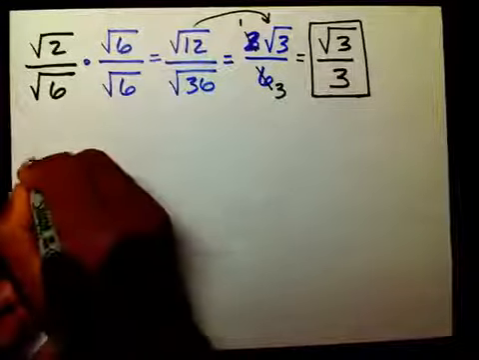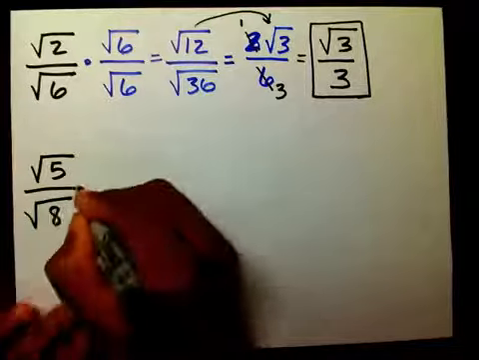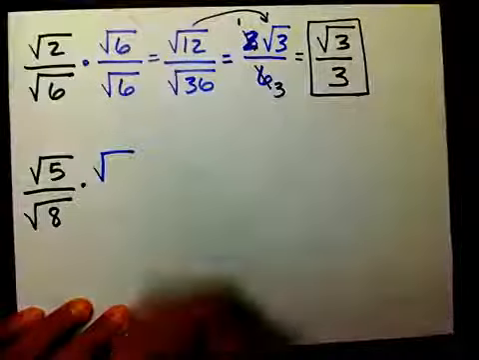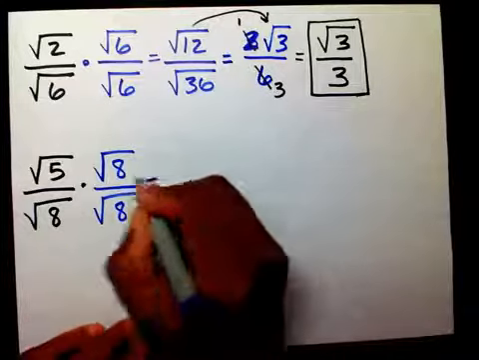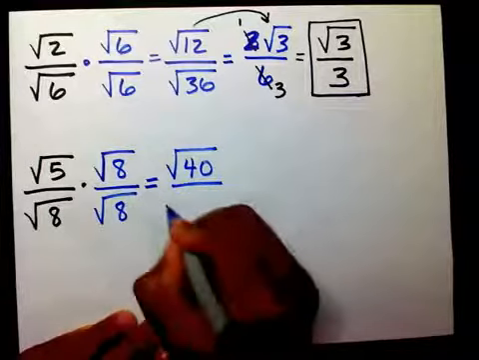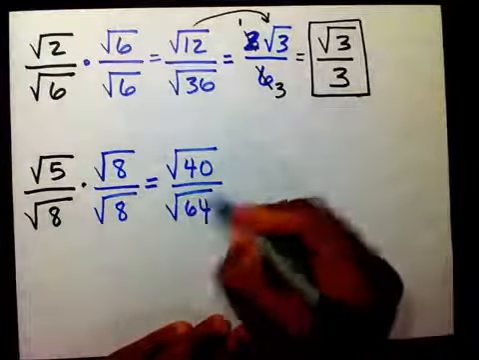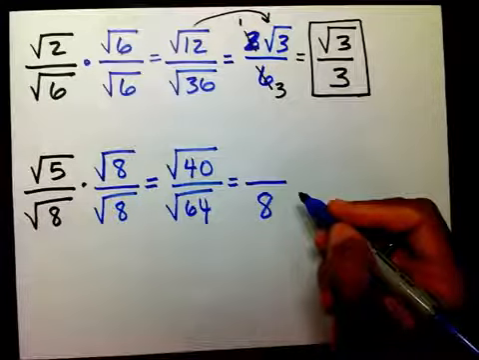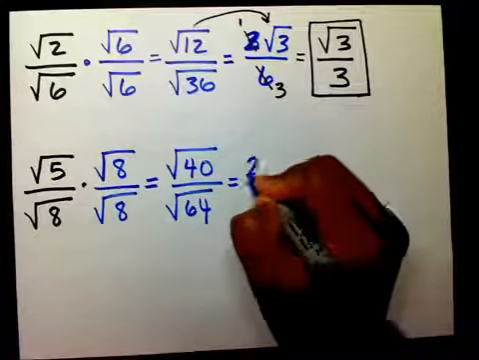Let's try radical 5 divided by radical 8. Okay? Again, I'm going to rationalize my denominator by multiplying the numerator and the denominator by radical 8. Radical 5 times radical 8 is radical 40. And radical 8 times radical 8 is radical 64. There, I've created another perfect square. Square root of 64 is 8. And the square root of 40 is 2 radical 10.